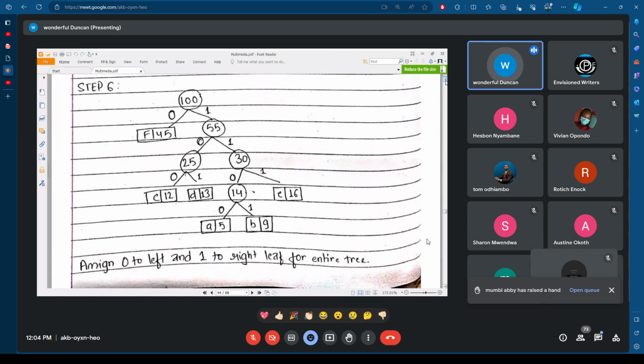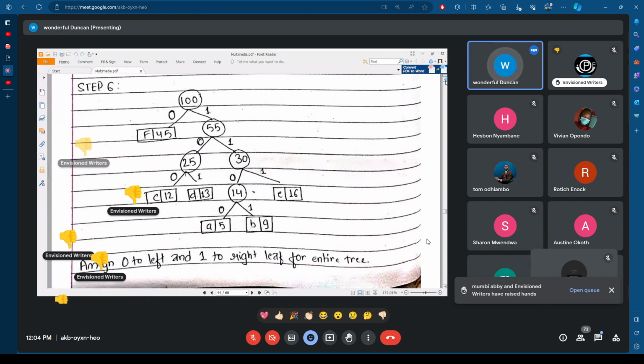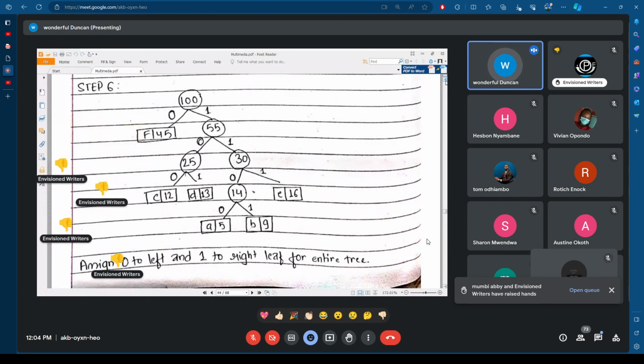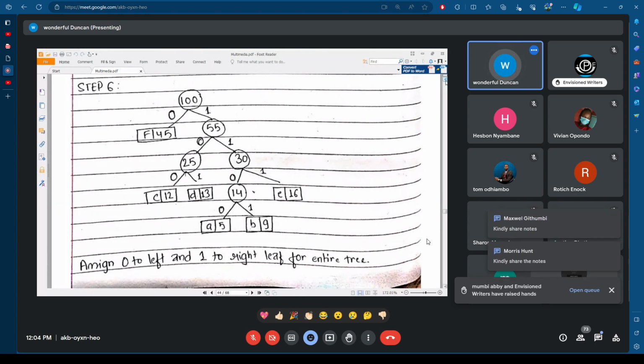Like now, like the other tree, we have 0 from the left. We have this branch from the left, we have 0, where we have C and D. Then on the right branch, we put 1. Then here, this node of 25 is connecting to 55. We have that branch there, left and right. We have 0 on the left and 1 on the right.